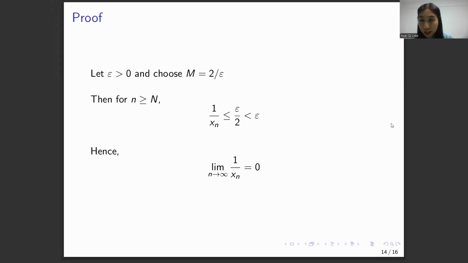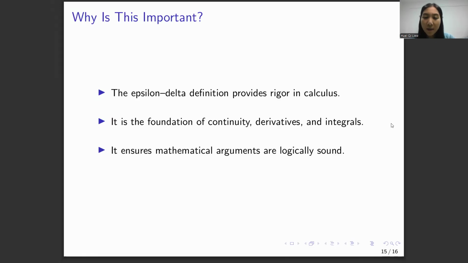That's all for the example proof, and then I will briefly explain why this definition is important. The epsilon delta definition is important because it provides a rigorous foundation for calculus. It is used to define continuity, derivatives, integrals, and so on. Without this definition, calculus would not be mathematically precise.